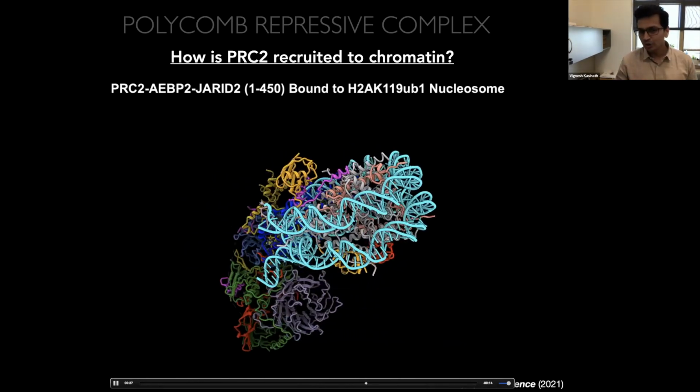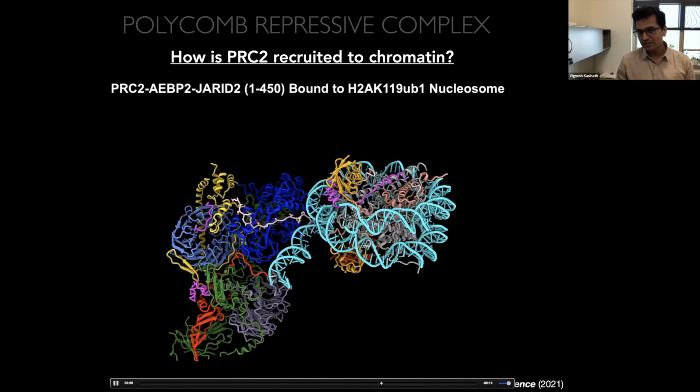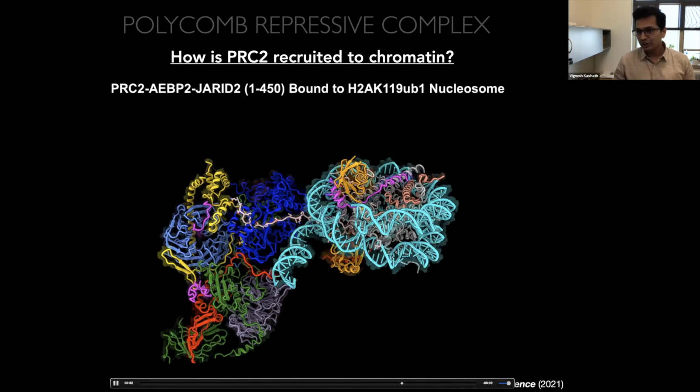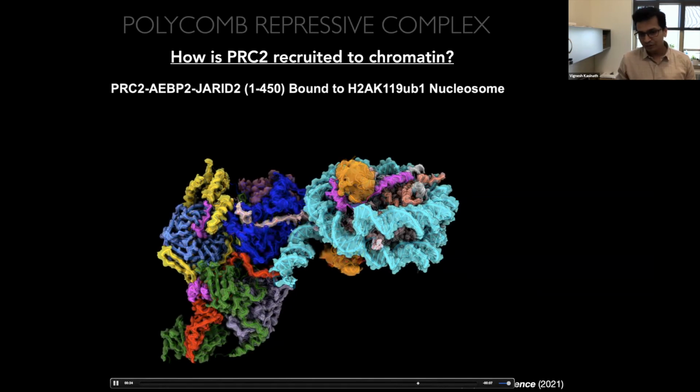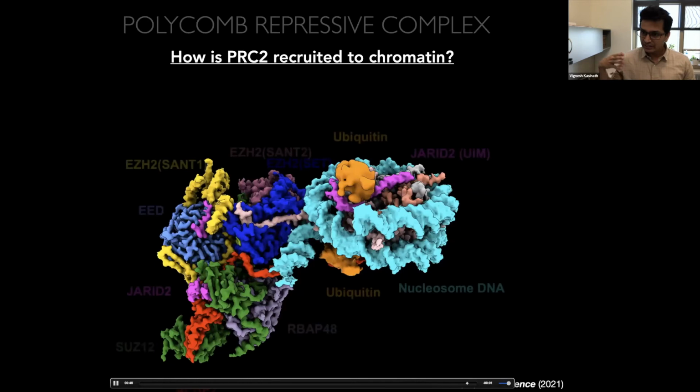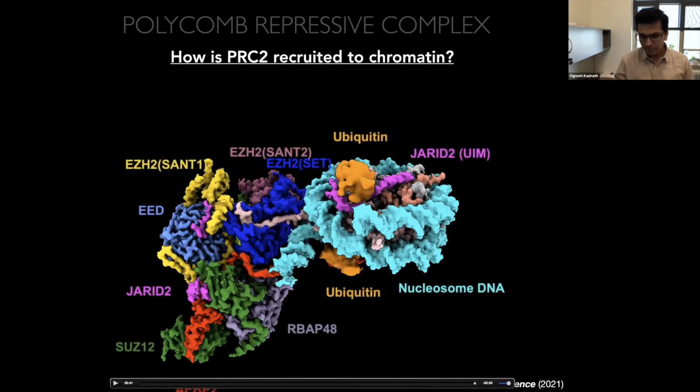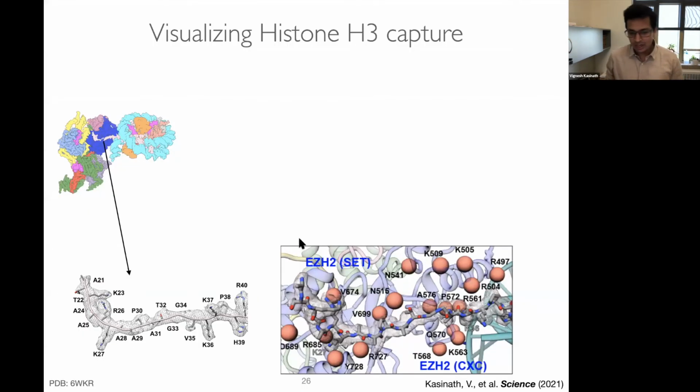So I'm going to walk you through two important aspects of this complex so that everyone is on the same page. The first is we were able to visualize the complete H3 tail and what are the factors that regulate the H3 tail threading into the catalytic site. So our model and our map were such high resolution that we were able to build most of the H3 tail completely de novo.